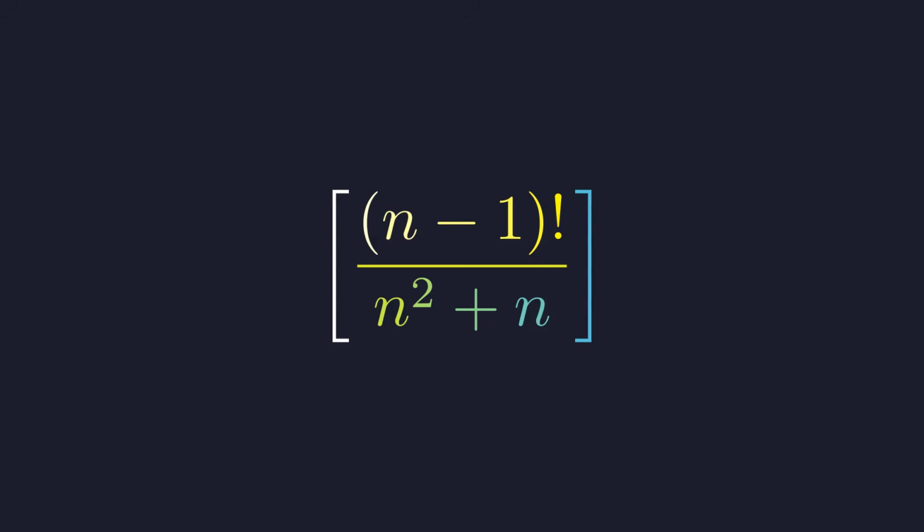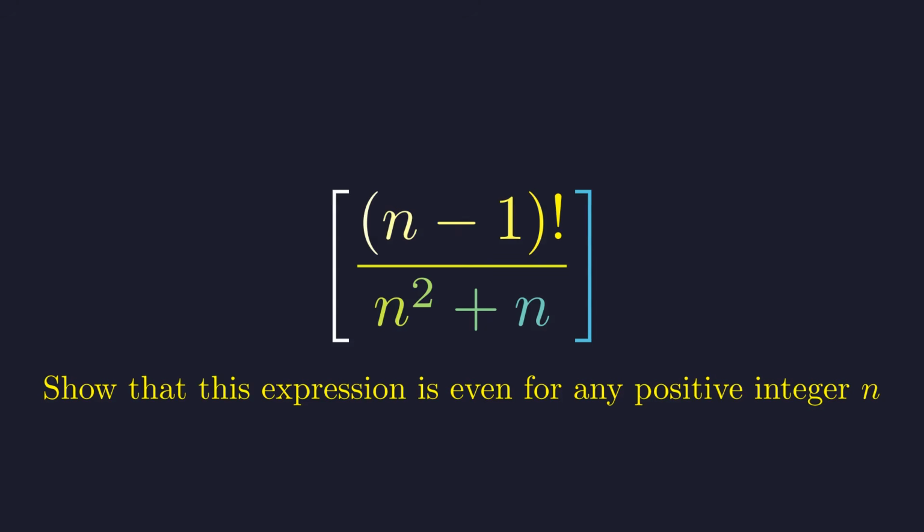Here's a fun problem that caught my eye. We have this expression, (n minus 1)! divided by n squared plus n, and we're taking the floor of it. The challenge is to prove that no matter what positive integer n we choose, this floor value will always be an even number.